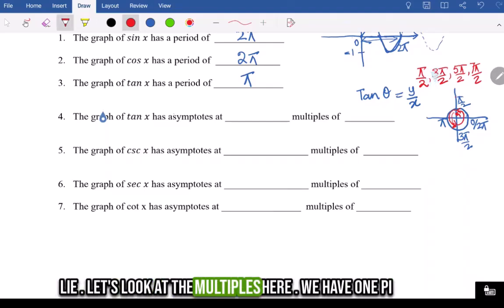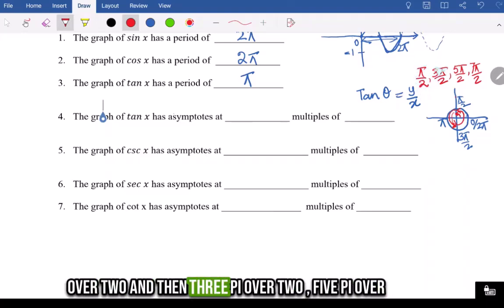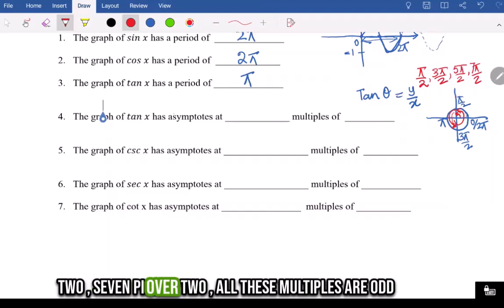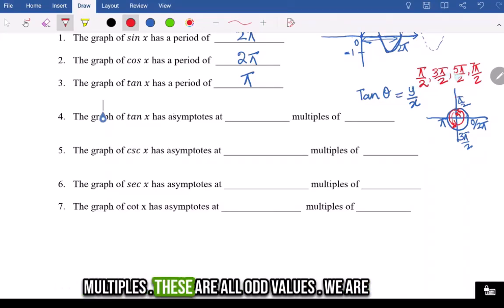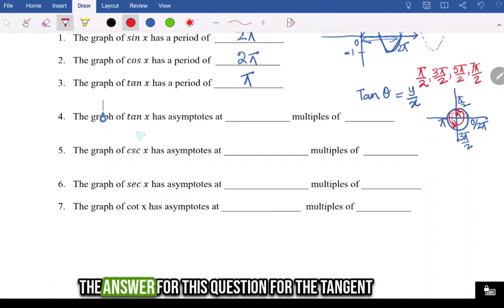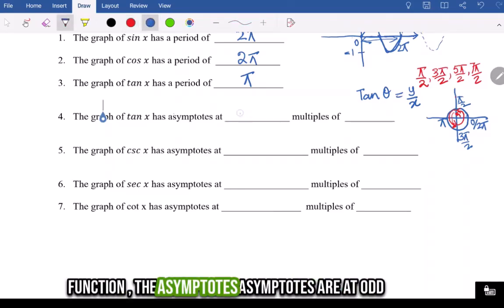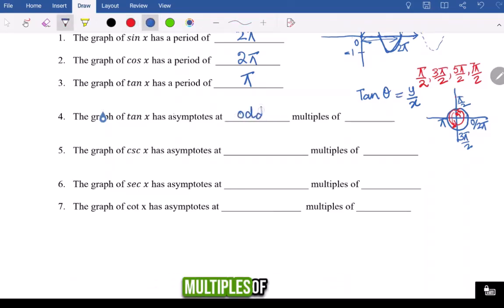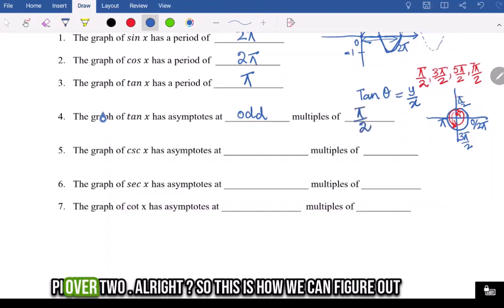Let's look at the multiples here. We have 1 pi over 2, and then 3 pi over 2, 5 pi over 2, 7 pi over 2. All these multiples are odd multiples. These are all odd values. We are multiplying pi over 2 by an odd number. Therefore, the answer for the tangent function is that the asymptotes are at odd multiples of pi over 2.